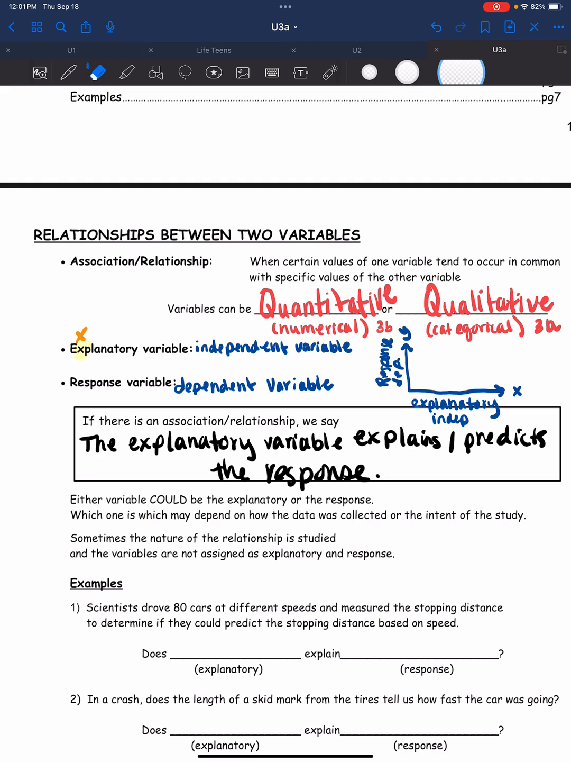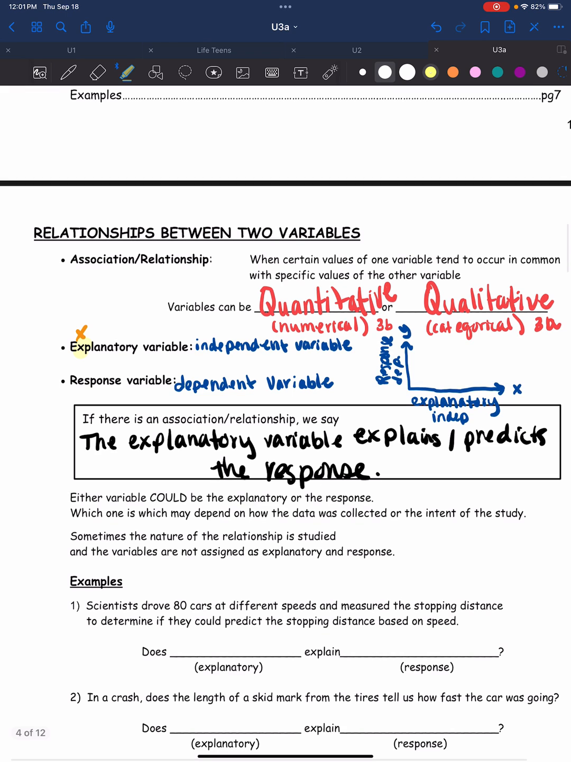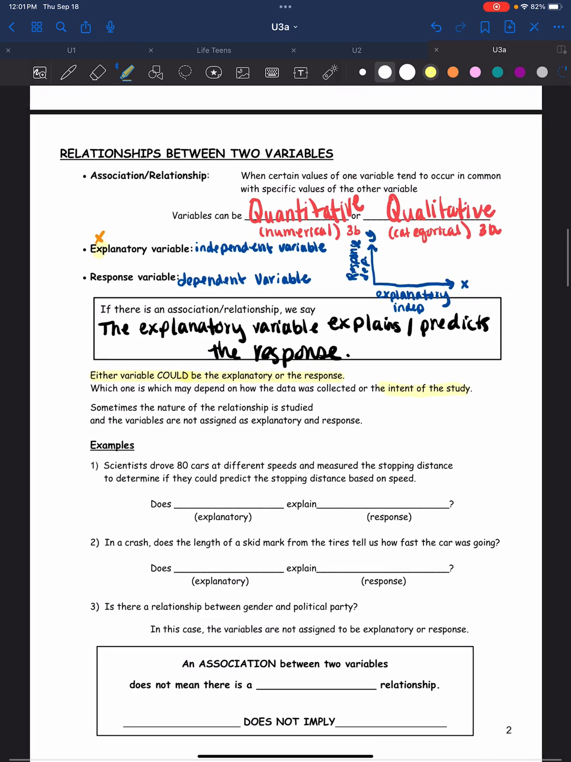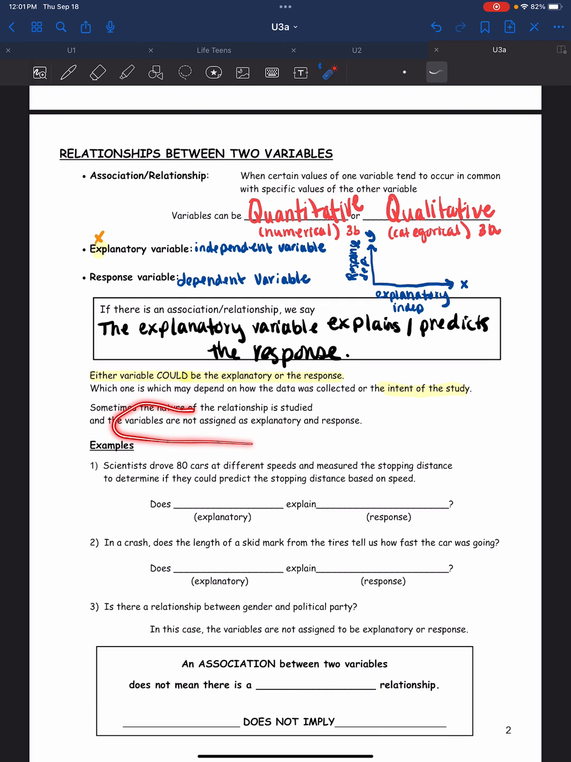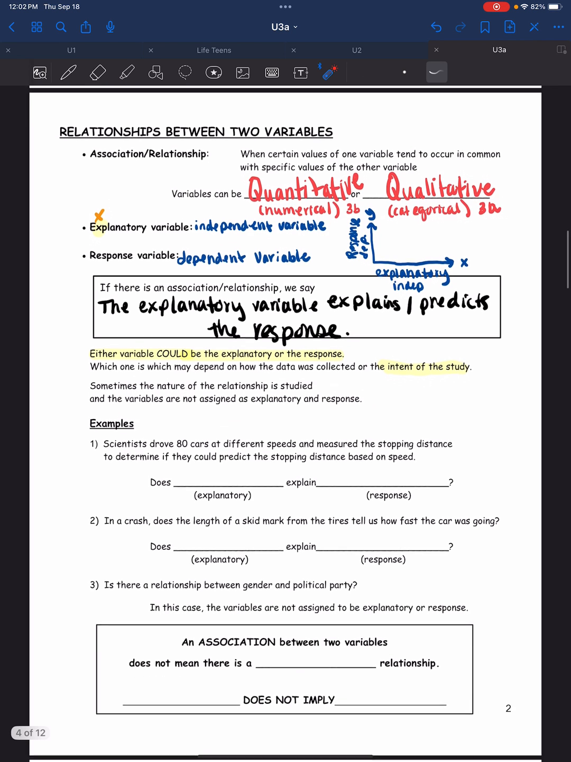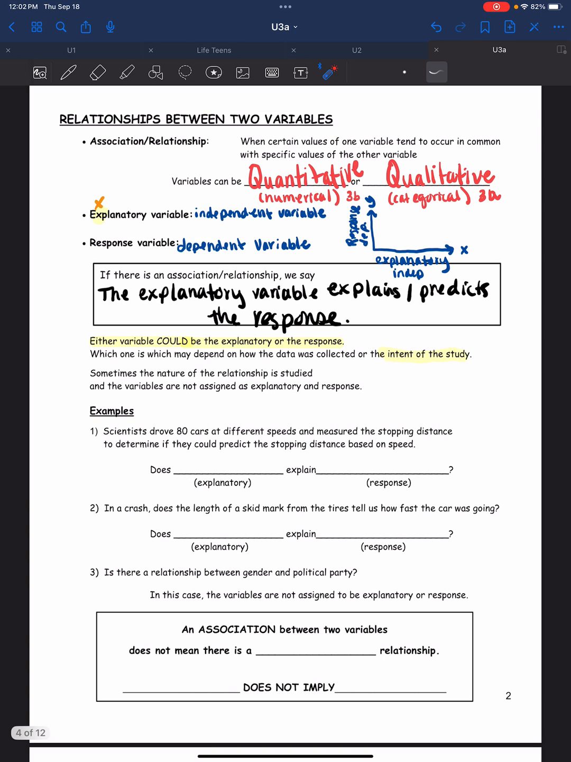And the thing is, depending on what you care about, either variable could be either one. It just depends. Maybe you want to look at, does where you go to eat explain or predict the weather for that day? I don't think that one makes as much sense, but depending on what you want to do is how you would word that. So that just depends on the intent of the study or what you're trying to figure out. And then sometimes you might not be exactly sure of what the explanatory or response variable are. If you're just reading a study, sometimes they're not assigned, but most of the time in our class, they definitely will be. All right, let's give this a read.